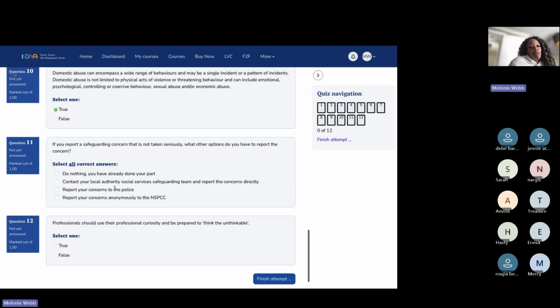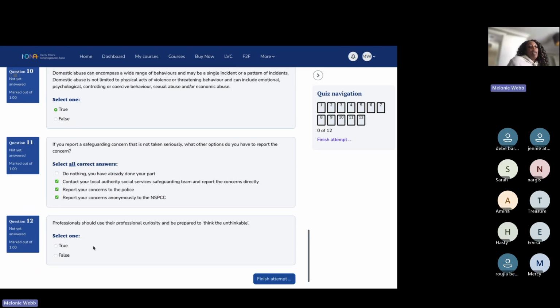If you report a safeguarding concern that is not taken seriously, what other options do you have to report the concern? 1, do nothing. 2, contact your local authority, social services, safeguarding team and report concerns. 3, report the concerns to the police. 2, 3 and 4.